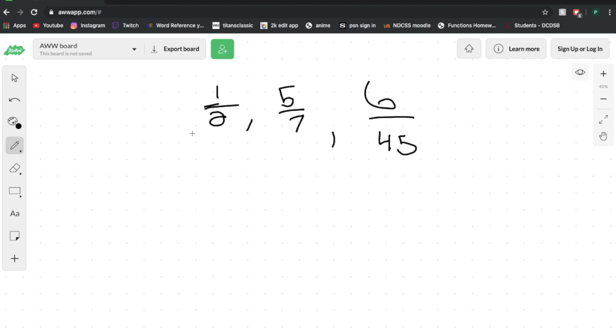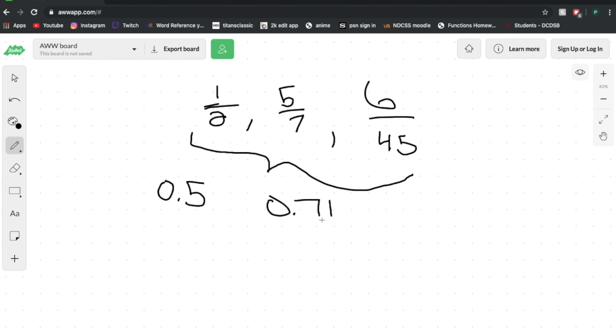And just know these numbers can be expressed as decimals. For instance, 1 over 2 is also equal to 0.5. 5 over 7 is also equal to 0.71, and this is just rounded. There are many numbers that go after this. And then 6 over 45 is also equal to 0.13. So keep that in mind during the lesson.